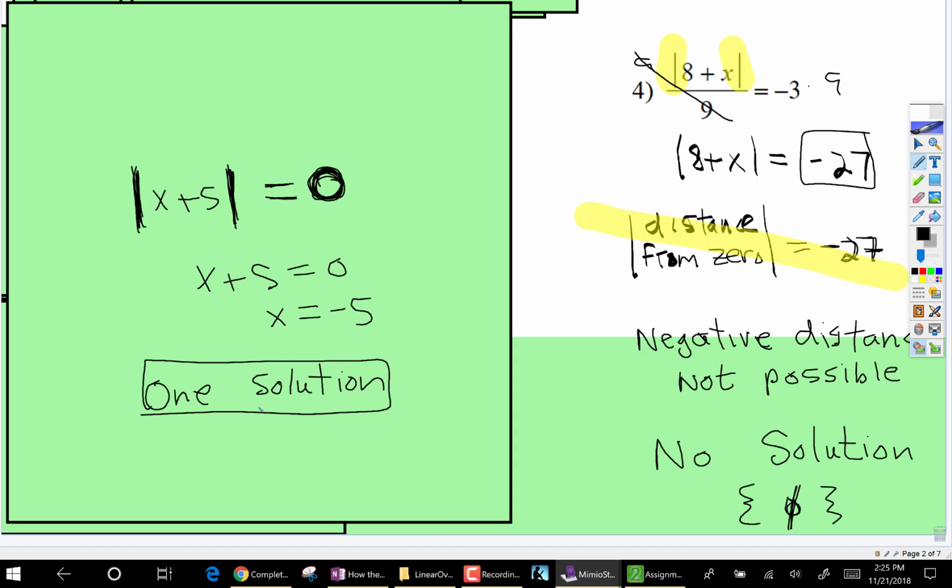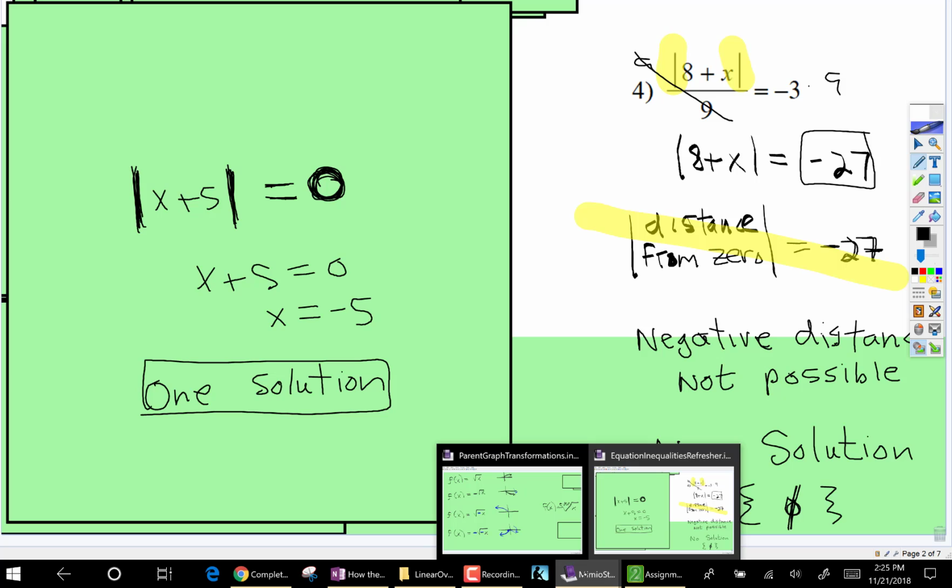All right, that's it for a refresher on absolute value equations. Next one is absolute value inequalities.